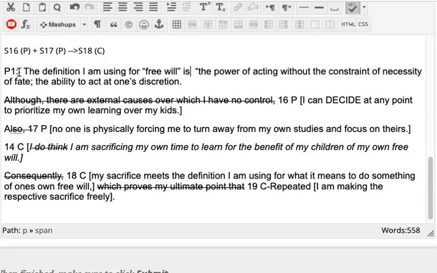The definition for free will, and I need to say the definition I am using for free will. Should I get rid of "I am using"? No, because other people might have their own definitions of free will. So I need to make it clear that I know that I'm using a definition I have chosen. So remember, she said, don't get carried away with eliminating stuff. So I don't need to focus on things like that when it comes to eliminating stuff.